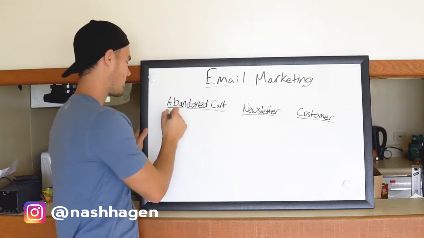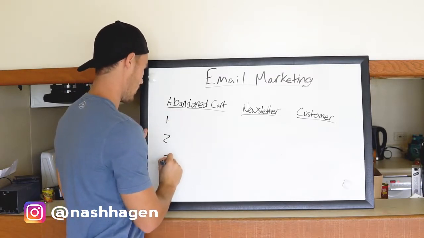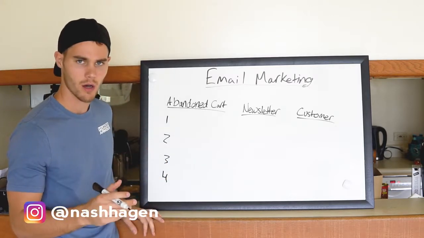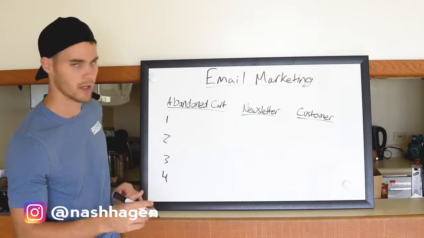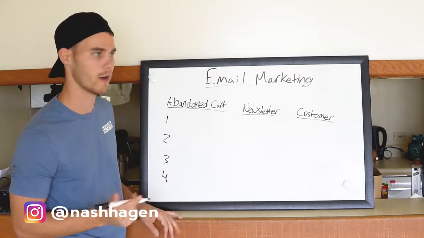So for abandoned cart, I basically set up 4 emails. So I'll just do 1, 2, 3, and 4. Hopefully you can see all these. So 4 emails. Some people do 3. I just like doing 4. I think it makes more sense, but you can do whatever.